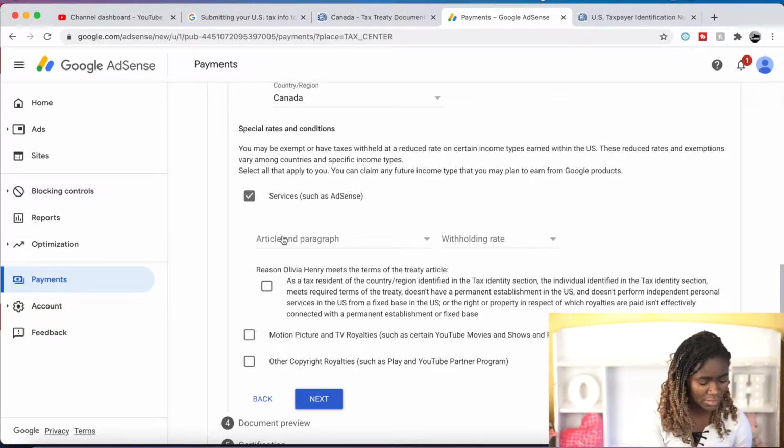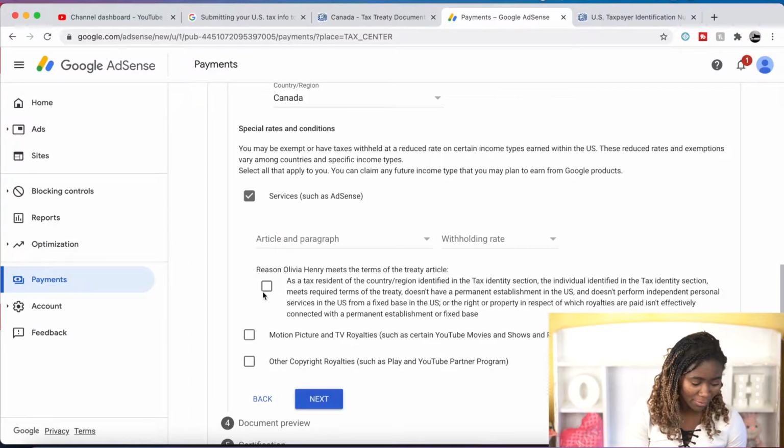Reasons Olivia Henry meets the terms of the treaty article. As a tax resident of the country/region identified in the tax identity section, the individual identified in the tax identity section meets required terms of the treaty, doesn't have a permanent establishment in the U.S., and doesn't perform independent personal services in the U.S. from a fixed base in the U.S., or the right or property in respect of which royalties are paid isn't effectively connected with a permanent establishment or fixed base. I have no clue what that is saying. I believe that's saying that I have no ties to the US, like I don't have an address out there. Therefore, I shouldn't be paying taxes in the US since I don't have any roots in the US, I guess. So I'm going to check that.